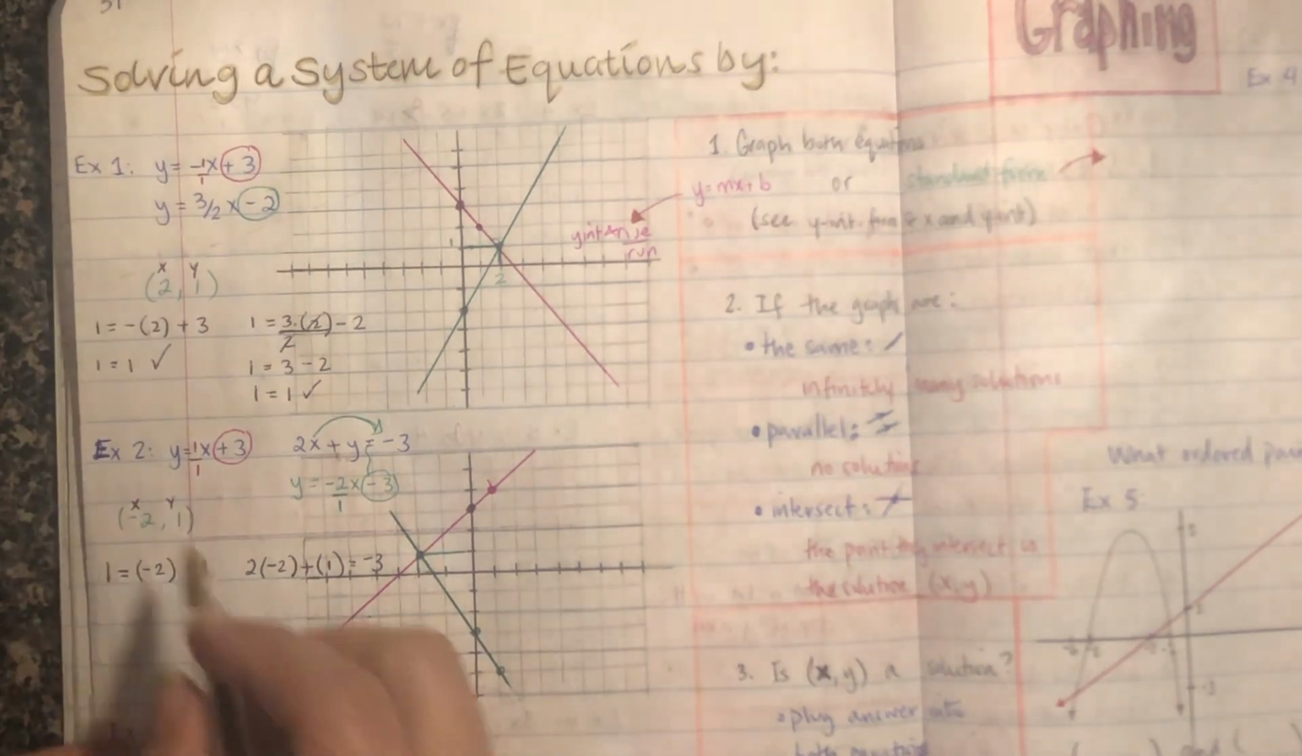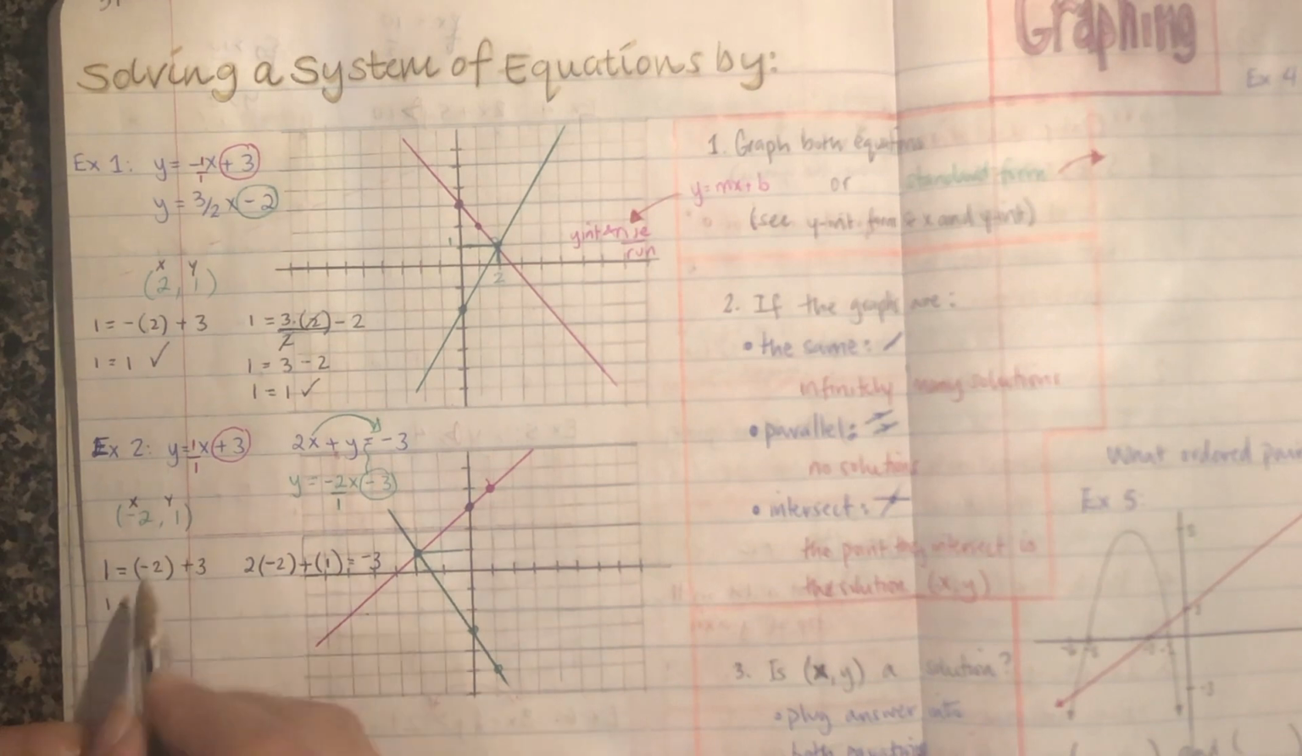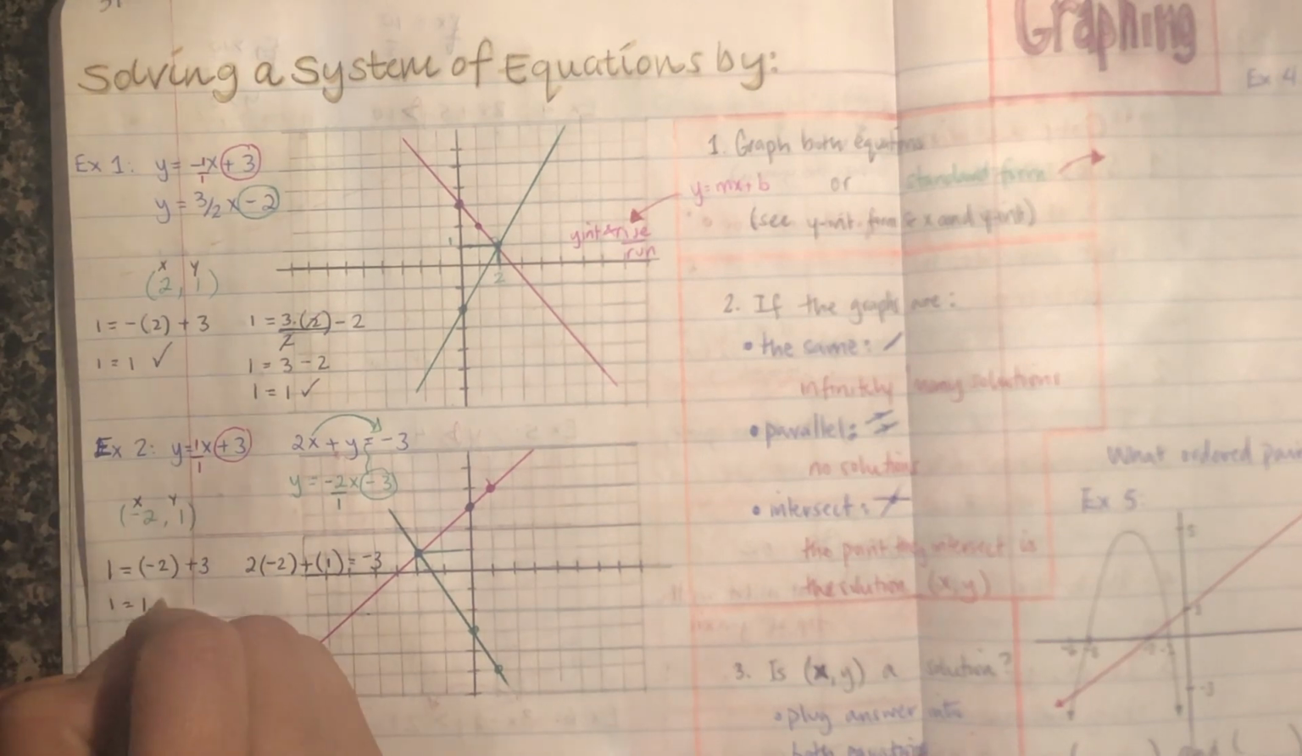Okay, then I'm just going to check those. So 1 equals -2 plus 3. So negatives are meeting positives. Who's going to win? Positives are going to win because I have more people than negatives. By how many? 1. So this one works.